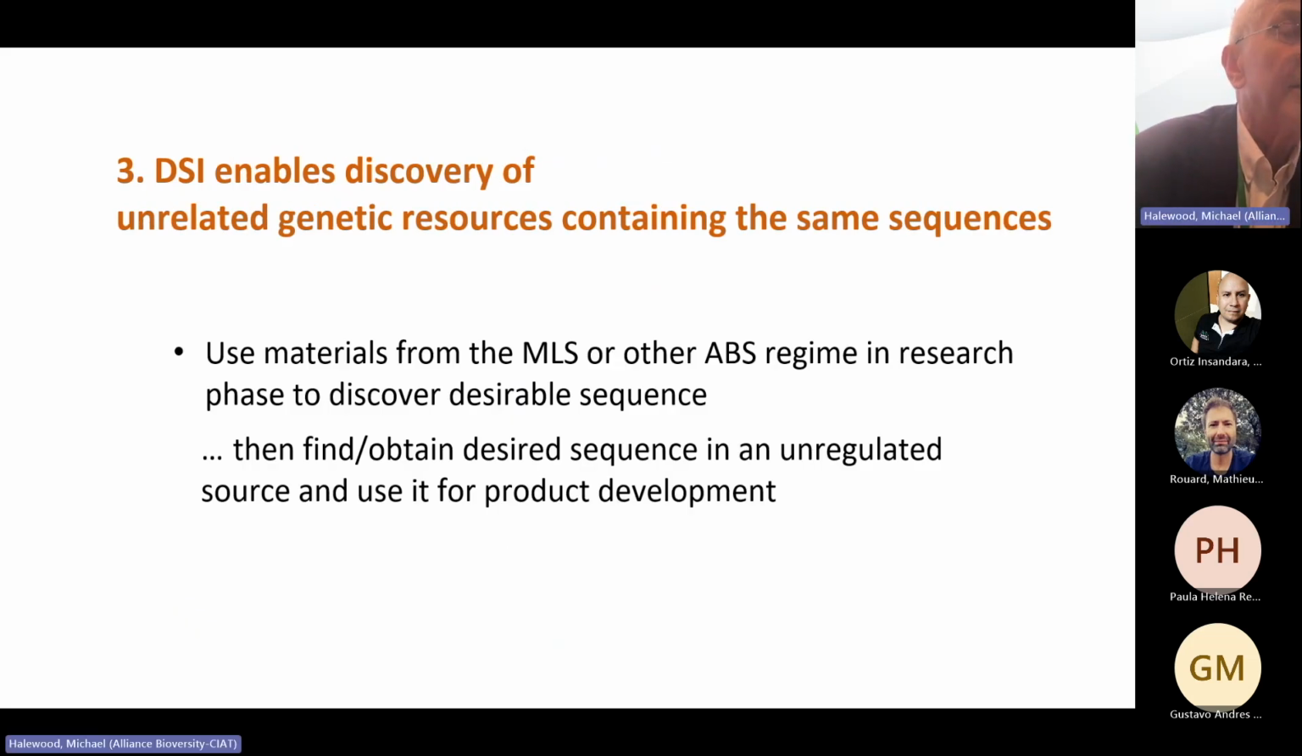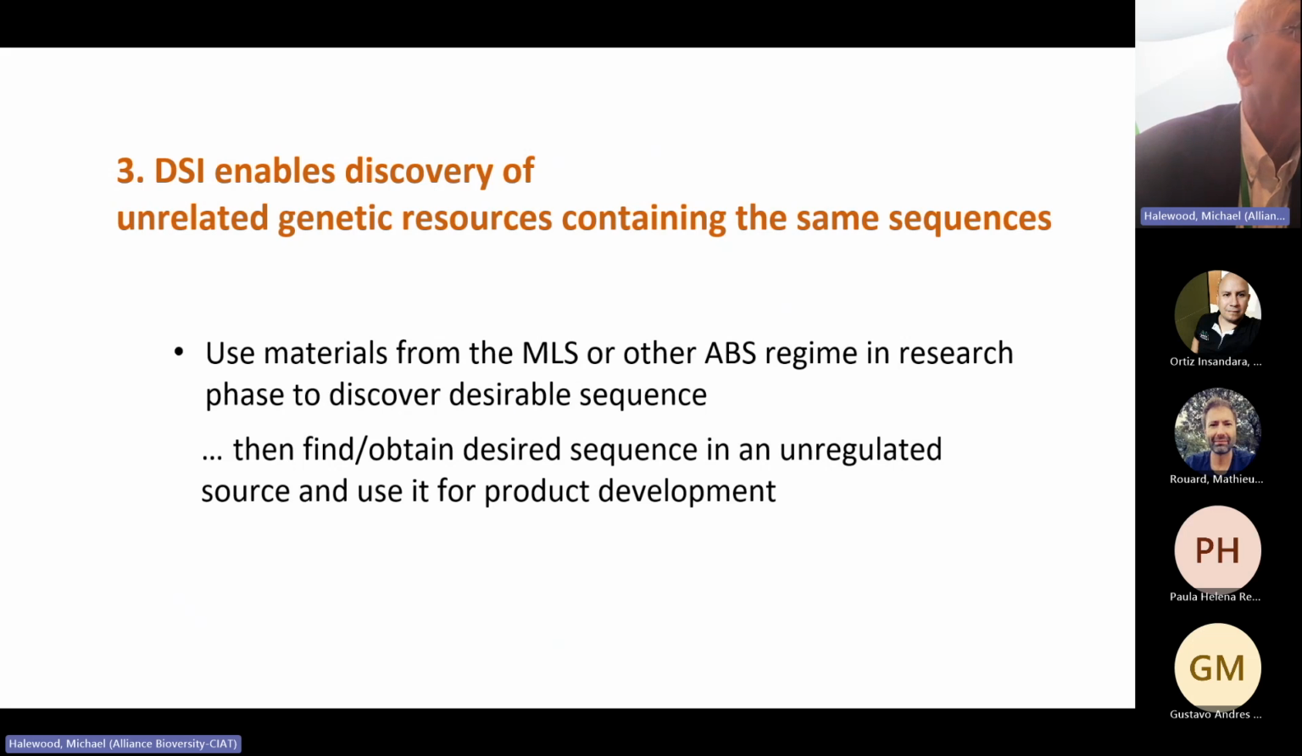The third is that DSI enables discovery of unrelated genetic resources containing the same sequences. And I think it's quite a few years now since this was recognized as a really serious loophole in both instruments, that you can use materials from the multilateral system of the plant treaty or any other ABS regime, whether it's under Nagoya or whatever, in your research phase. And through your research, you can discover a desirable sequence that you want to incorporate into a product.